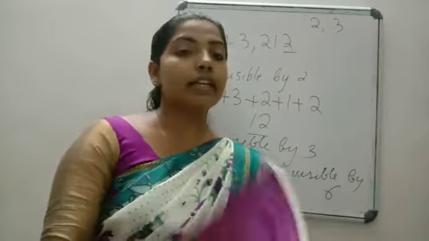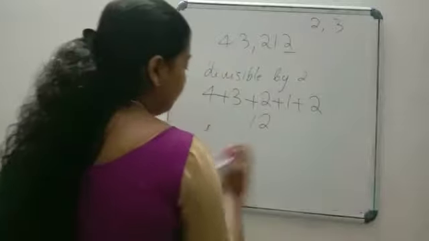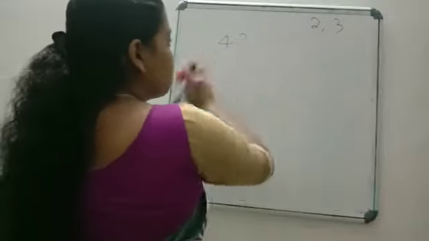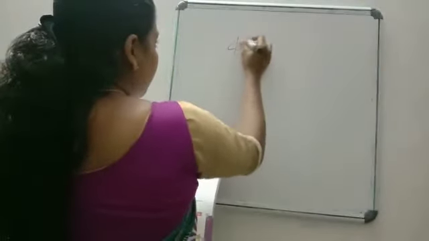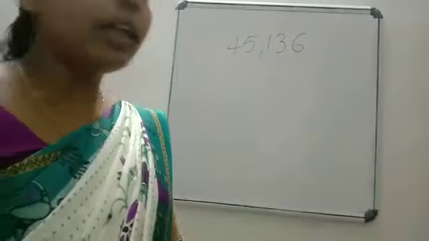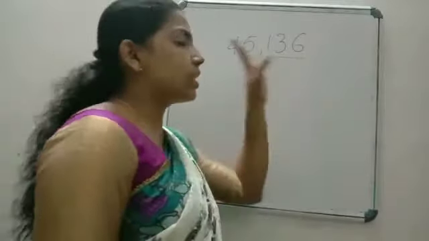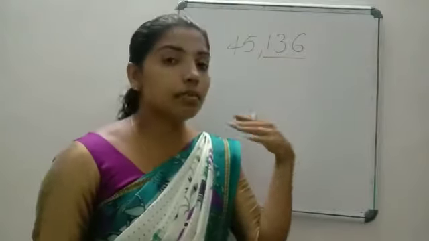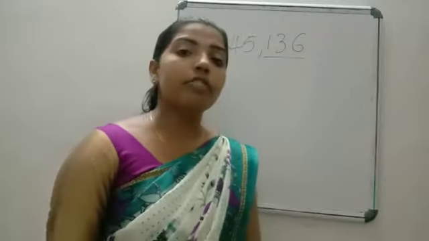What was the divisibility test of 8? If the number formed by the digits in the ones, tens and hundreds place is divisible by 8, then we can say that the entire number is also divisible by 8. And the question is 45,136. So, which are the numbers in the ones, tens and hundreds place? That is the last 3 digits. 136. And if this 136 is divisible by 8, then we can say that 45,136 is also divisible by 8.